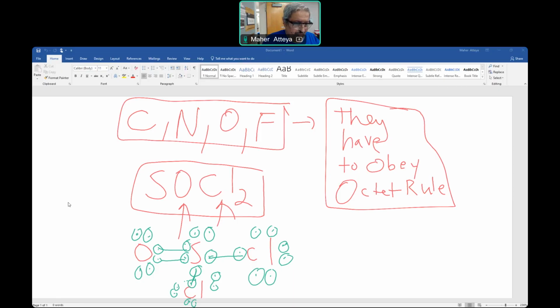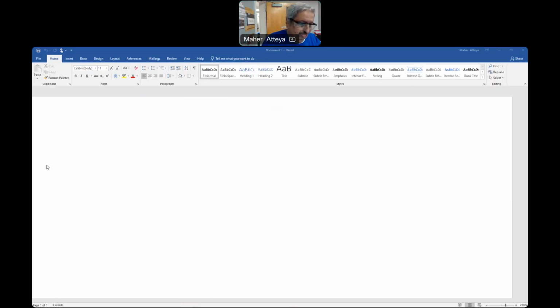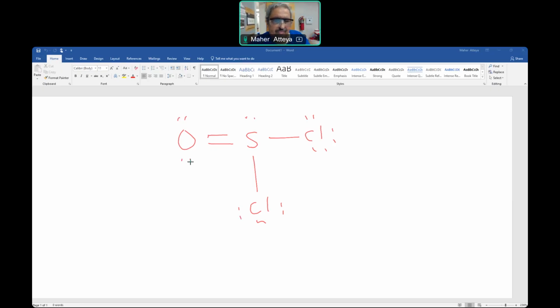Okay, so the structure of it is as this: this is oxygen. There's a double bond here. This is sulfur. There's one single bond, chlorine, 7, chlorine, 7. And you have 2 here. And oxygen, 2.